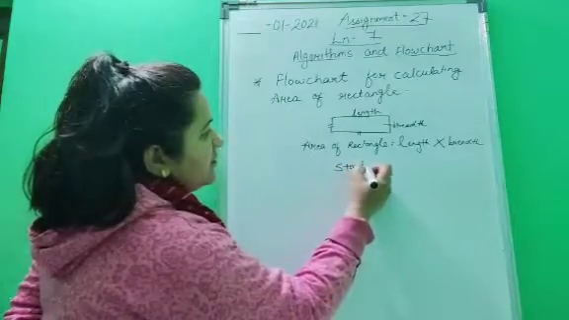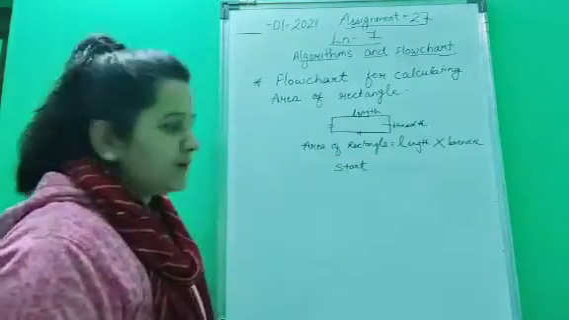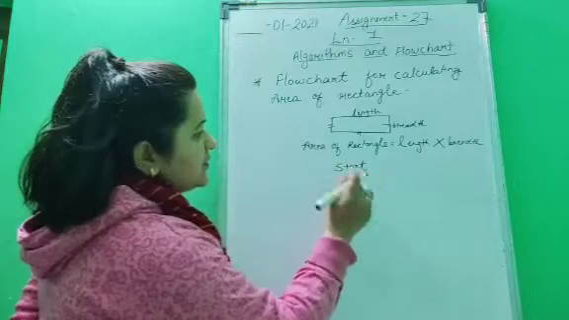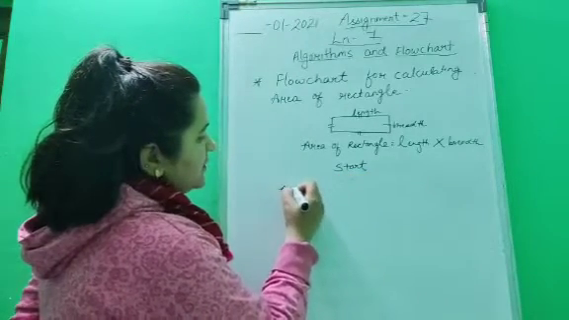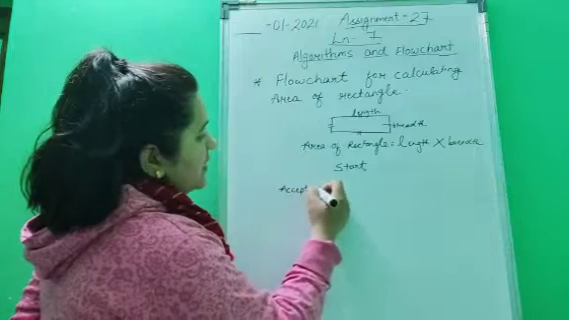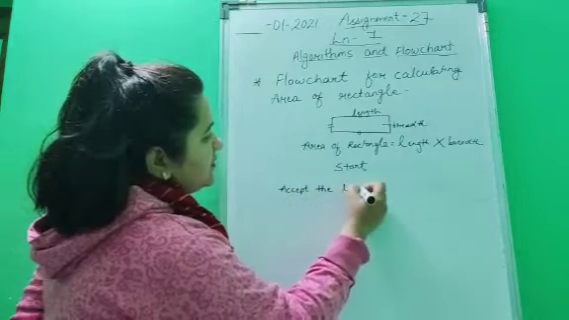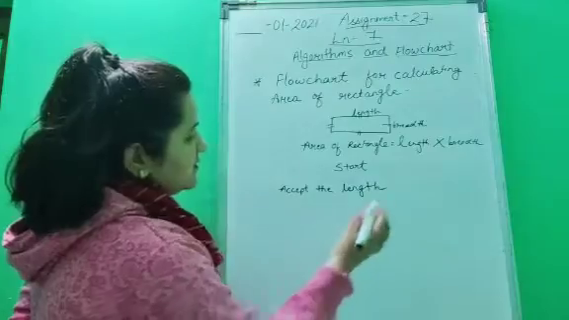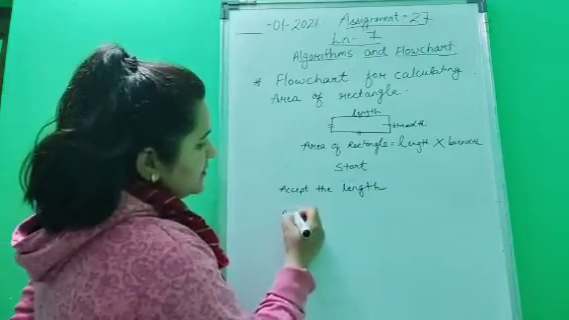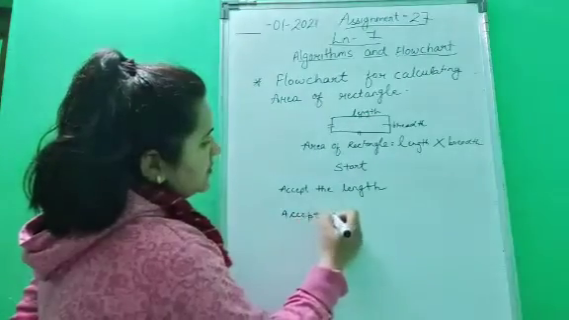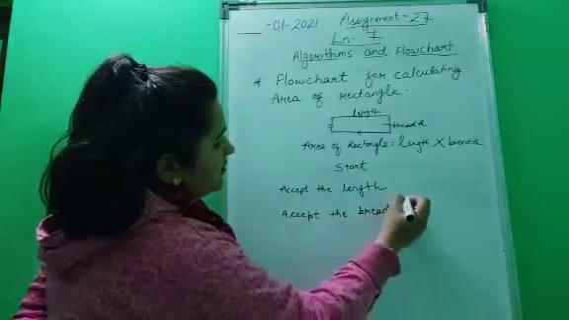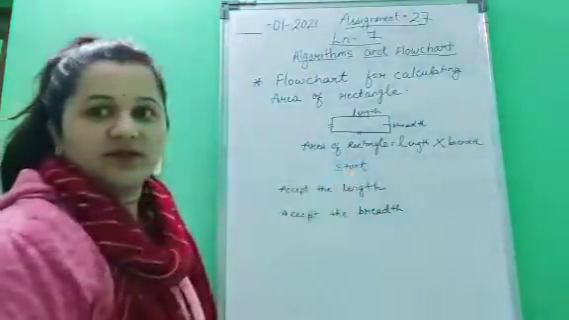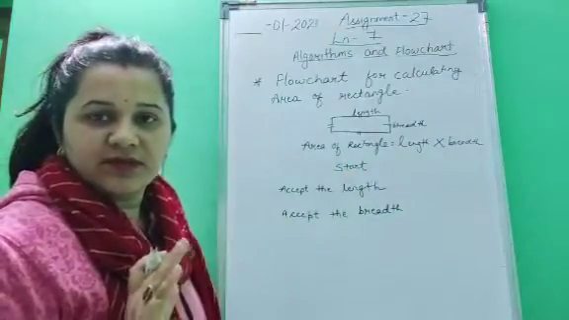First you will start it. Okay, then what should be the next step? You would accept the length. What should be the next step? You would accept the breadth. Okay, length and breadth, two values you must have taken.